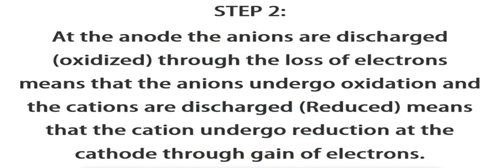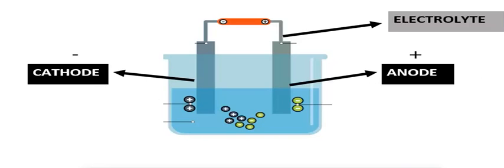Now let's memorize. Step 2. At the anode, the anions are discharged, oxidized. Oxidation means, as you might have already studied, loss of electrons. Through the loss of electrons, the anions undergo oxidation, and the cations are discharged, reduced, meaning that the cations undergo reduction at the cathode through gain of electrons. This is a very simple process. I will summarize this process again.